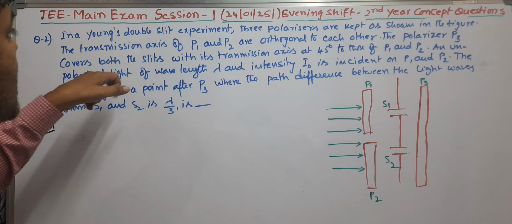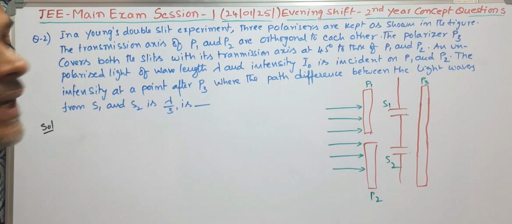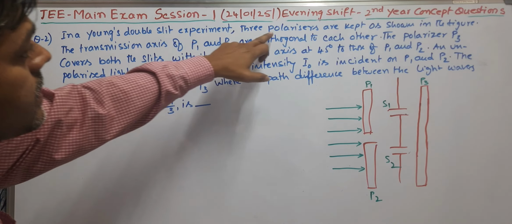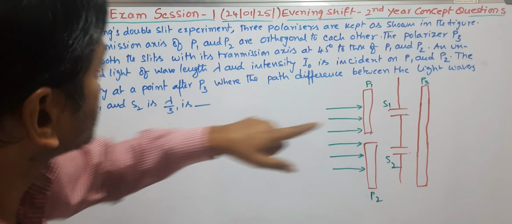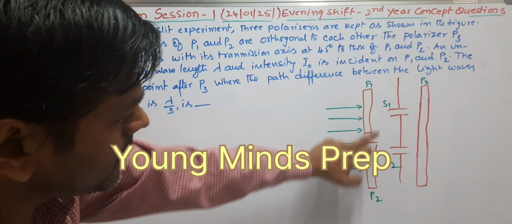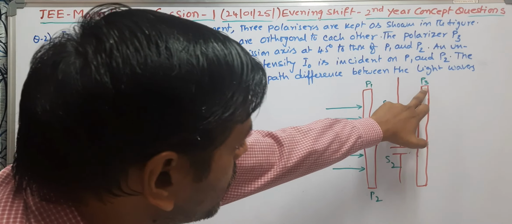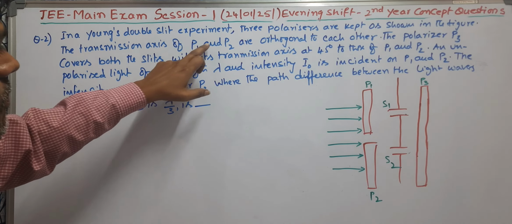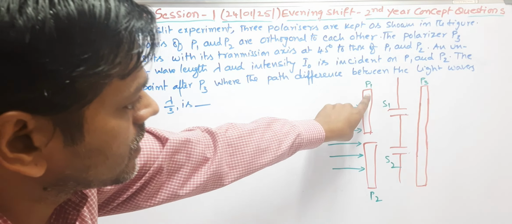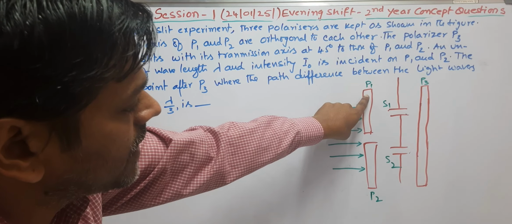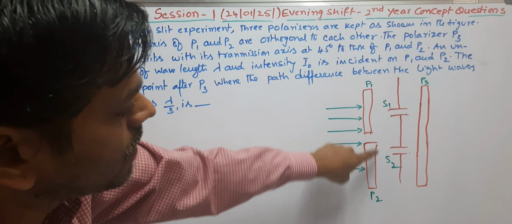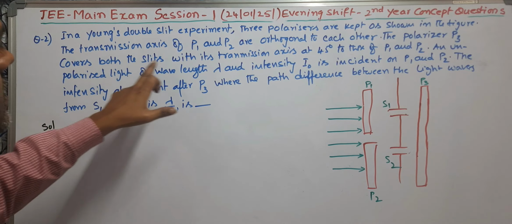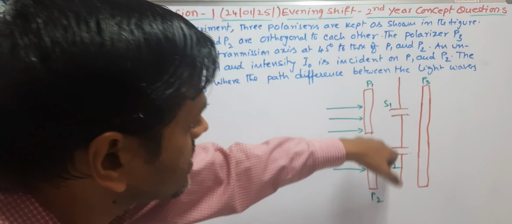The second question is also asked based on Young's double slit experiment. In a Young's double slit experiment, three polarizers are kept as shown in the figure. This is the first polarizer P1, this is the second polarizer P2, this is the third polarizer P3. The transmission axes of P1 and P2 are orthogonal to each other, that means both are perpendicular to each other. The polarizer P3 covers both the slits.